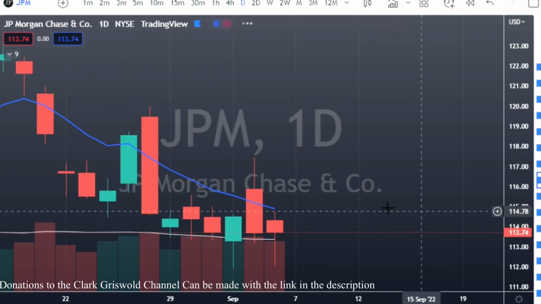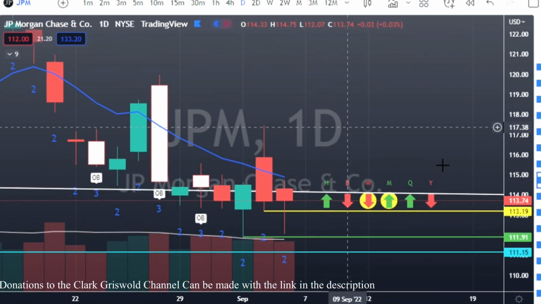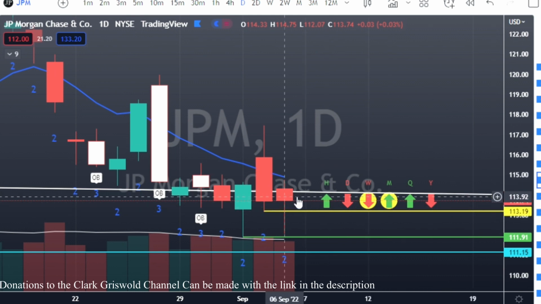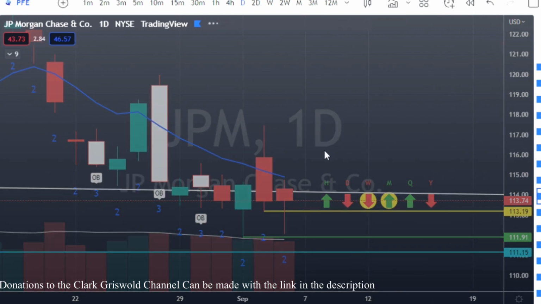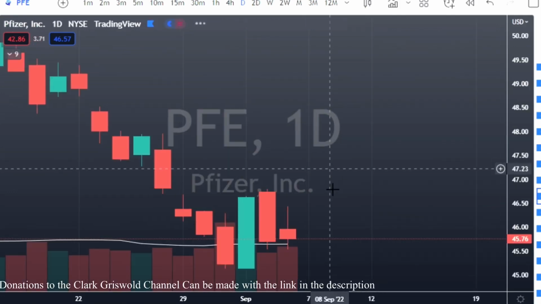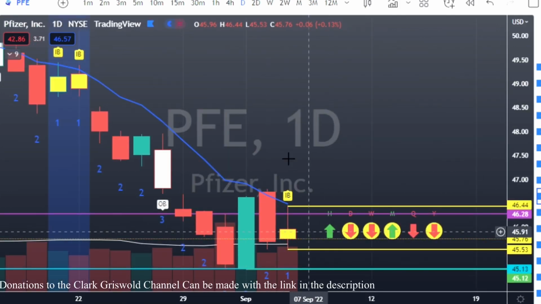JP Morgan. This one I'm also going to take off the list. But again, we have a hammer candle. It's red, but the market sentiment is bearish. So I'm not looking for any bullish movements tomorrow, really, unless we see it on this actionable signal.